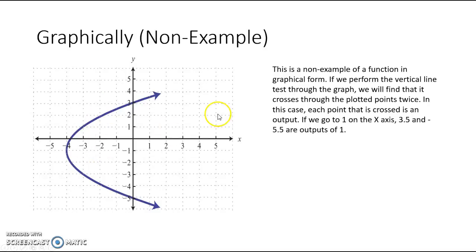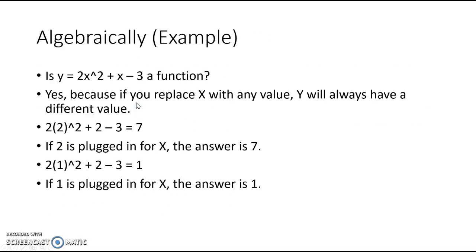And here's a non-example. Again, we will perform the vertical line test. So if we draw a vertical line right here, we intersect one time at -2, 2, and if we continue down, we intersect at -2, -4. Therefore, this is not a function.